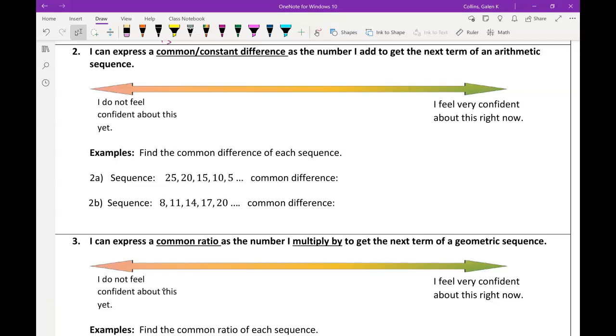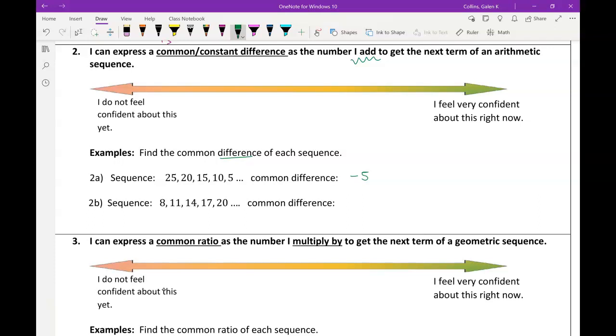So I'm finding the common difference from each sequence. Remember, we call it a difference because I'm basically subtracting in the reverse order. So if you look at this pattern in 2A and notice, hey, I think that sequence is decreasing by 5, you are correct. And we would say the common difference is -5, because the common difference is the number that gets added.